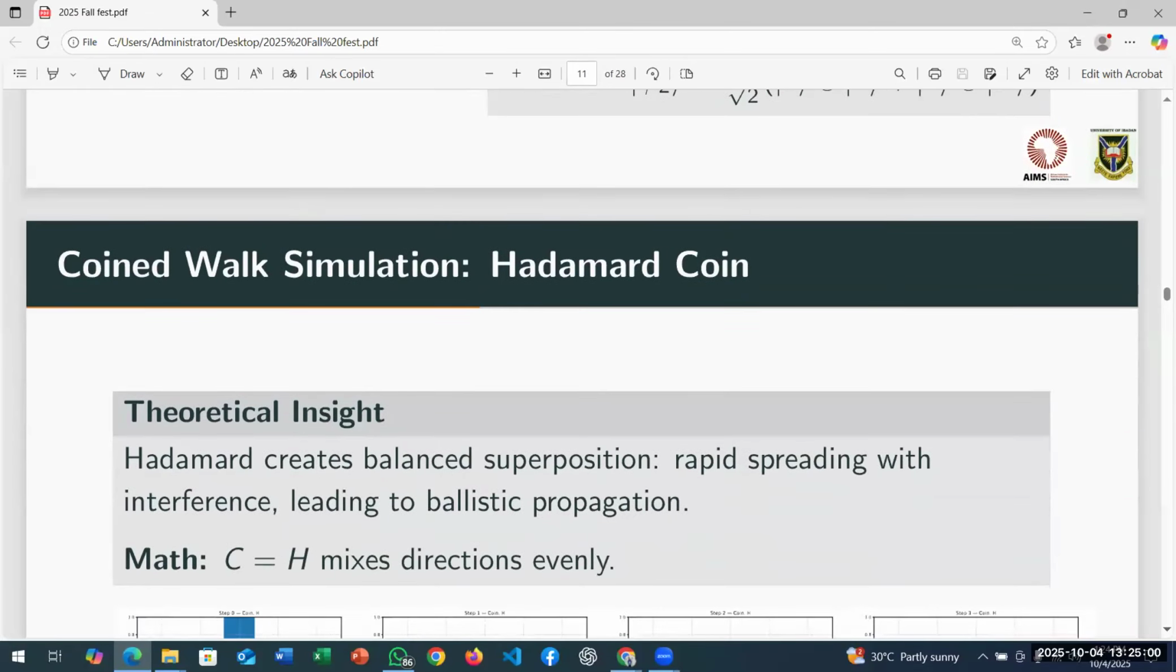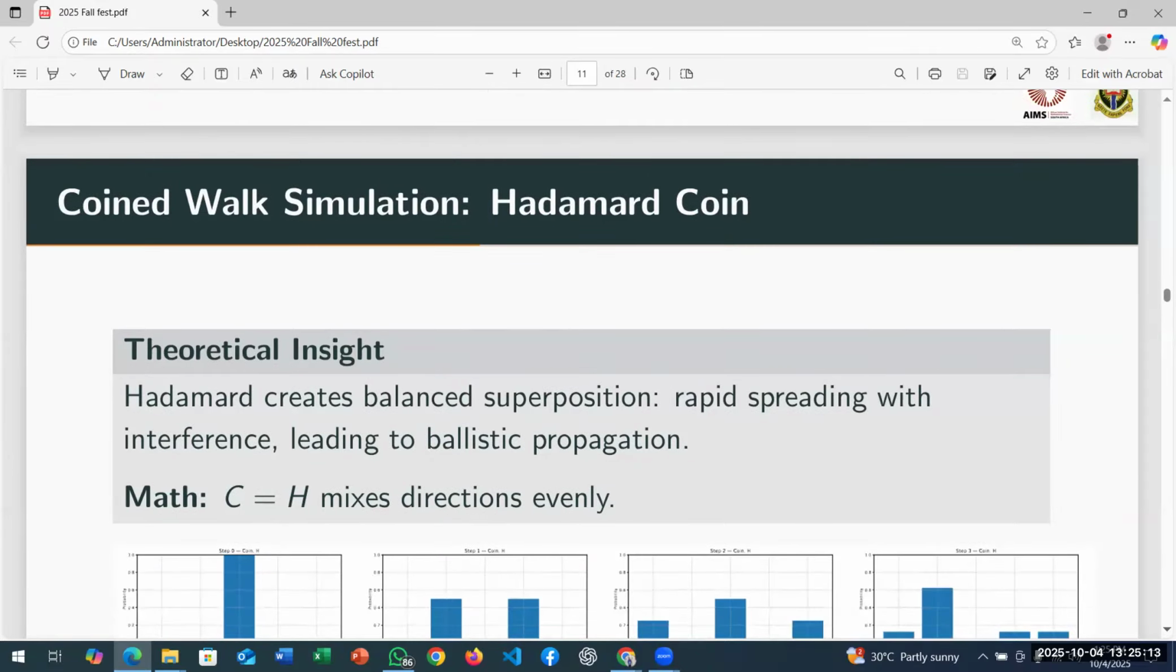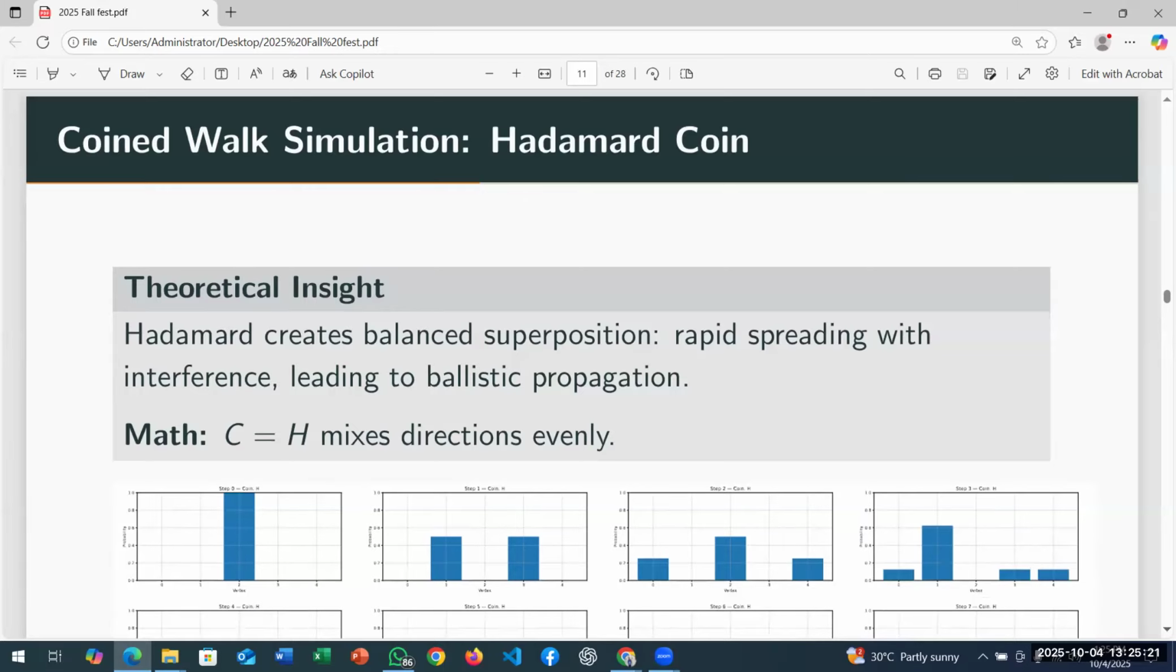Now, apart from that, I did some simulations in order to see how probabilities vary using different coins. The first one is the Hadamard. I picked a particular musical graph. I showed you one of the graphs because I have different musical graphs that I worked with during the project. One of them is what I showed you in the early part of this slide.